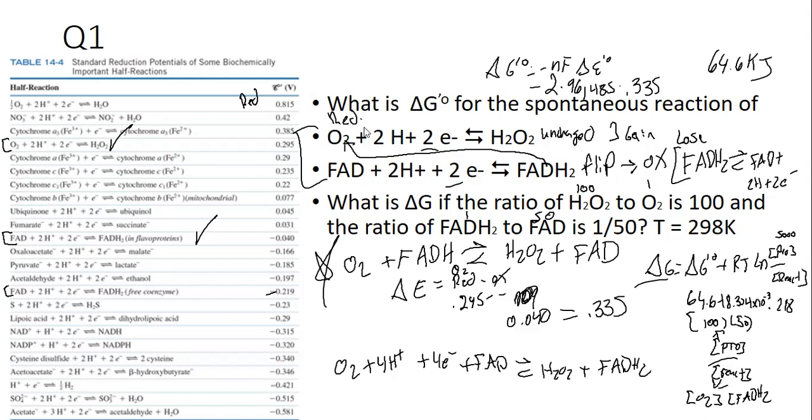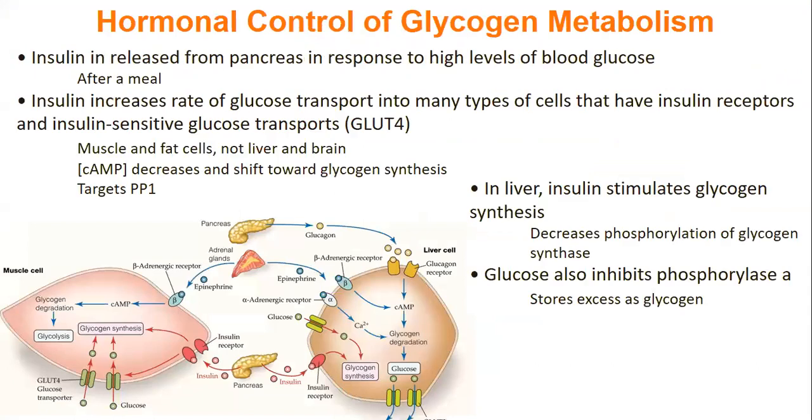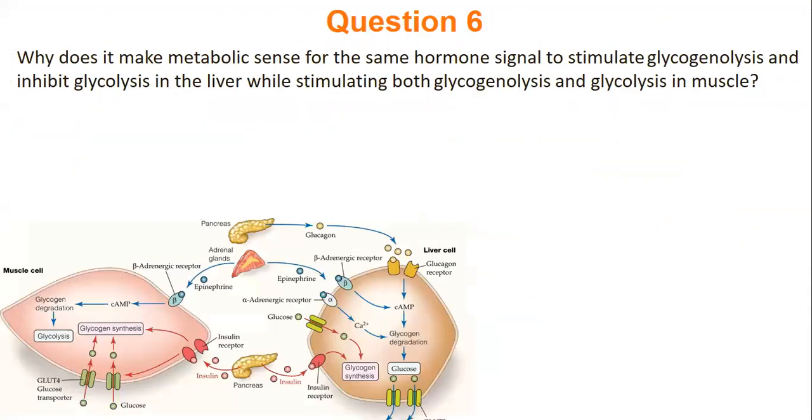Okay. Let's go on to question 6 from the PowerPoint we're on today then. Question 6, and let me reread your question. So glycogen degradation and glycolysis happen in the muscle cell, but in the liver cell, it's the opposite. It's not quite the opposite. What's happening?